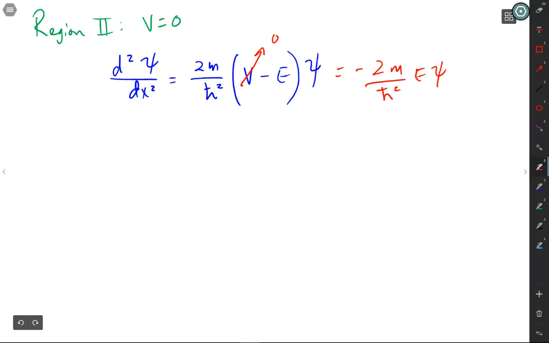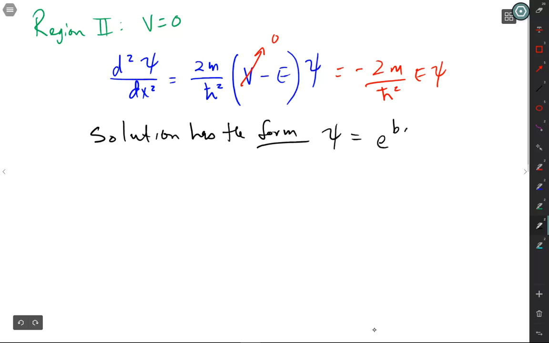The solution to this has the form e to the bx. So if psi is equal to e to the bx, now notice I didn't even put a normalization constant. We'll get to that later. What we do now is we plug that in and see what b is going to have to be.